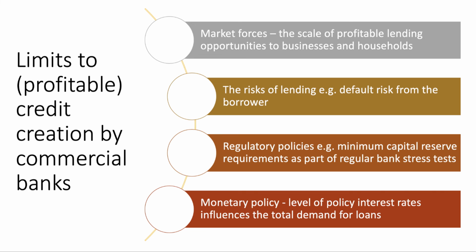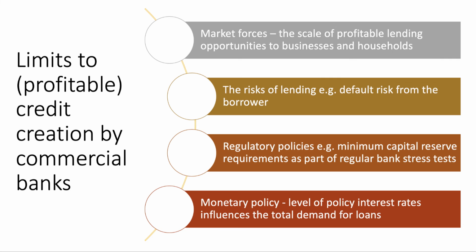The first constraint is purely market forces. The scale, the depth, the length of the queue of people and businesses who want to borrow money for business expansion, for a mortgage, what have you. So it depends crucially on the scale of the profitable lending opportunities. Typically in a recession, there are fewer opportunities to lend than there are when the economy is doing pretty well.